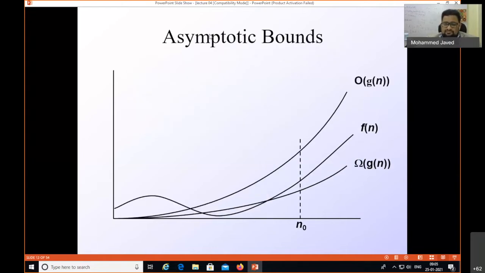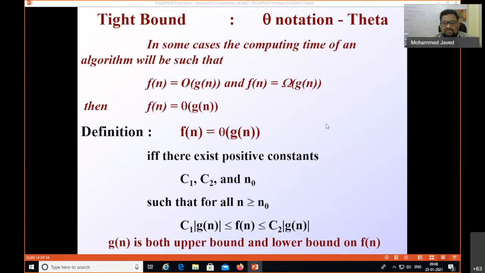And now if we combine both the upper bound and the lower bound, where omega is the lower bound and big O is the upper bound, the time complexity of your algorithm will always be in between the upper bound as well as the lower bound. So upper bound is big O, lower bound is omega, right? But here n should always be greater than n naught. That is the condition. Now there is a third case, called the tight bound, and it is the theta notation.